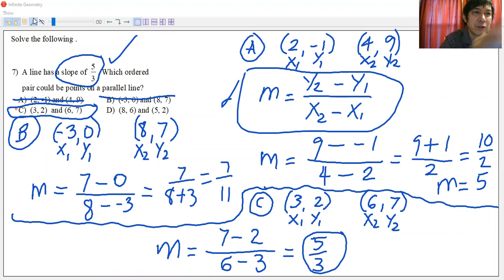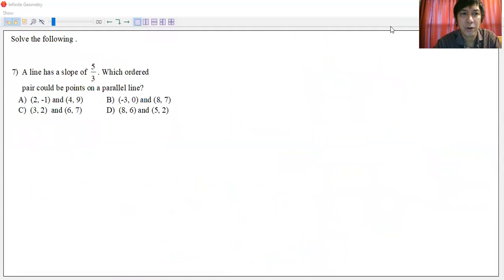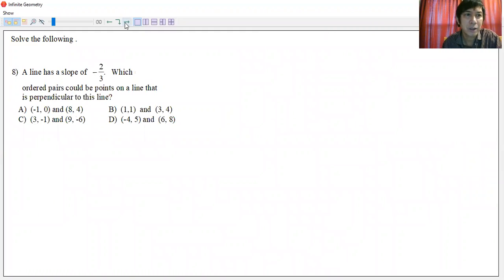Okay, let's continue with the next. Let me clear the screen. Let's proceed to number 8. All right, here's number 8. Solve the following. A line has a slope of negative 2 over 3. Which ordered pairs could be points on a line that is perpendicular to this line? A line has a slope of negative 2/3. So this is the given.